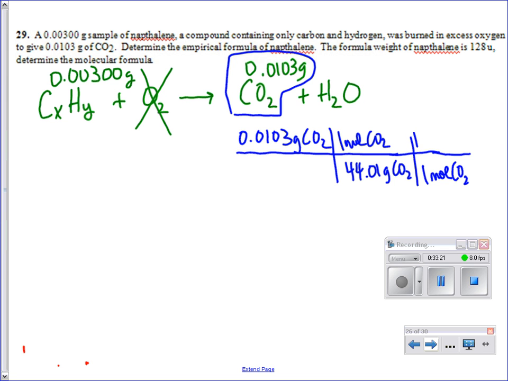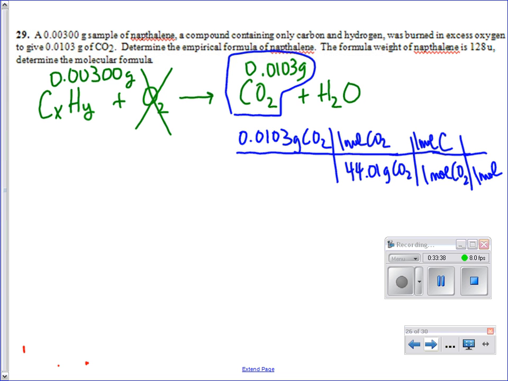Perfect. For every 1 mole of CO2, I have 1 mole of carbon. Are you all comfortable with that yet? So what if I were asking for moles of oxygen? For every 1 mole of CO2, there's 2 moles of O. But we want carbon, and then how do I get to grams?